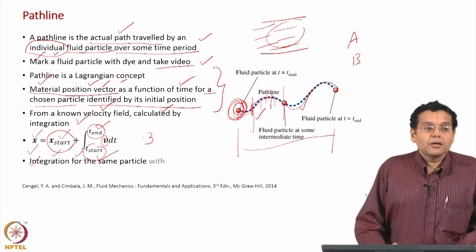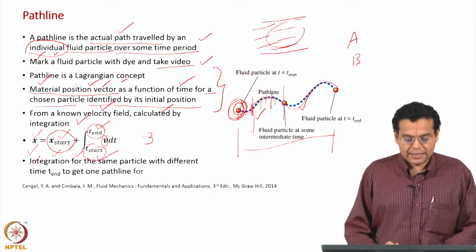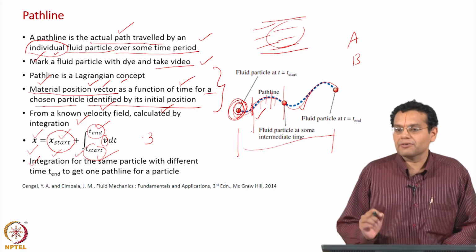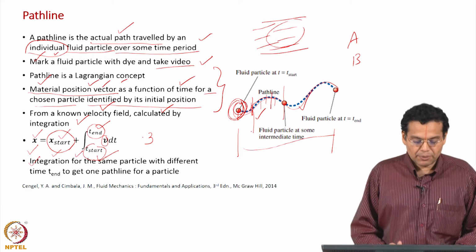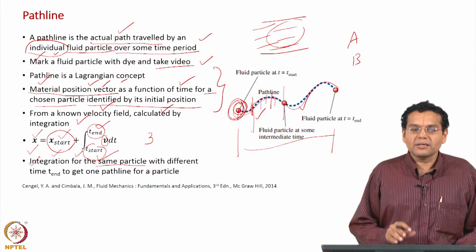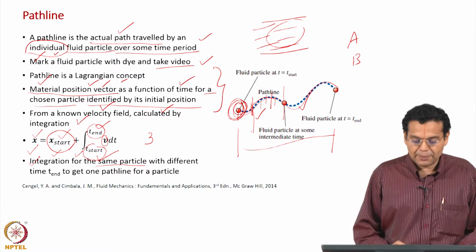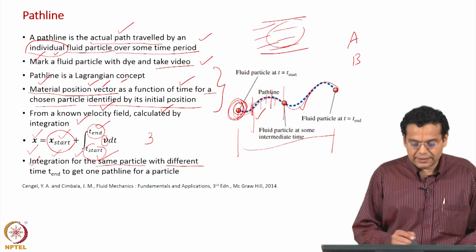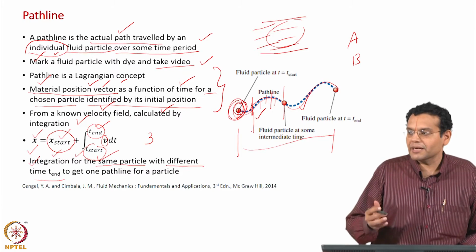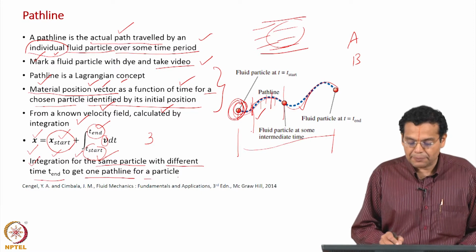Integration for the same particle with different time t end to get one path line for a particle. Every word is important here. For the same particle. Why is it important? To distinguish this from streak lines. That is why I say it is important. For the same particle with different time t end, so that we get different positions at different times and get one path line for a particle.